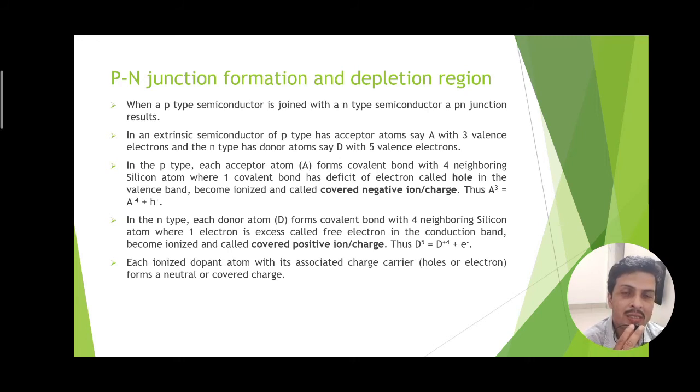This space charge region sufficiently blocks the flow of further electrons from N side to P side and holes from P side to N side. That is why once the space charge region is formed, it will block the diffusion of electrons as well as holes.